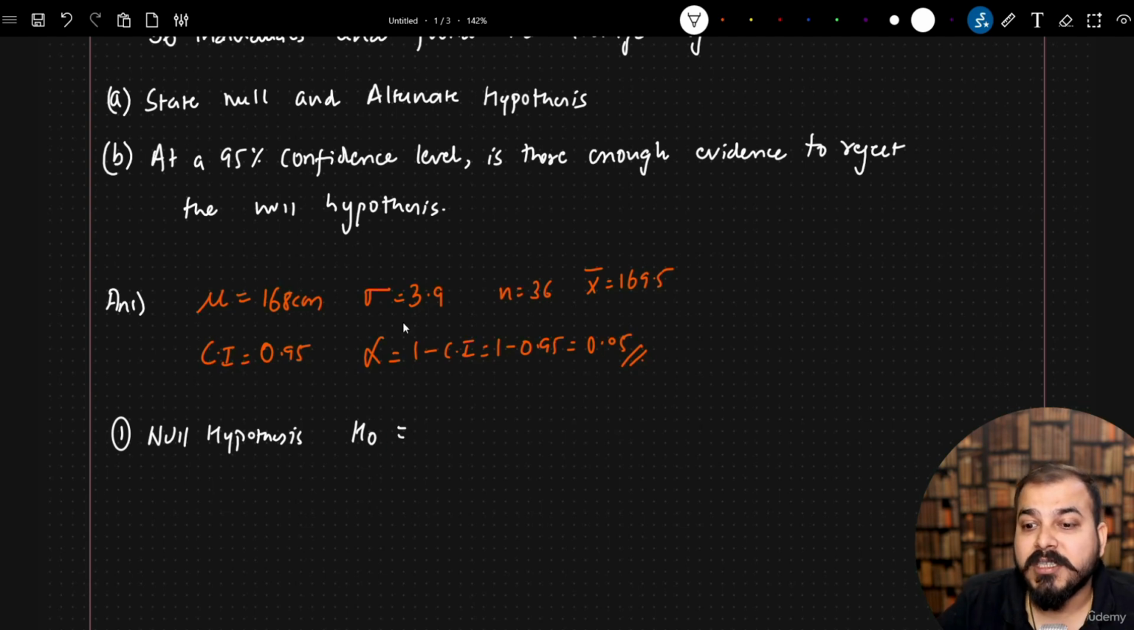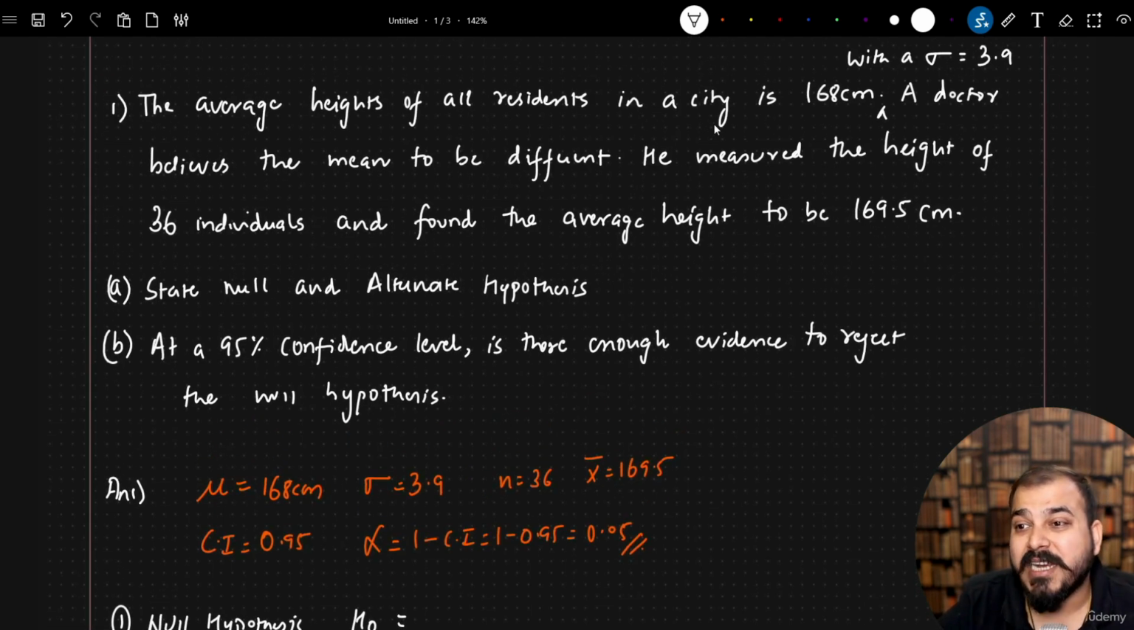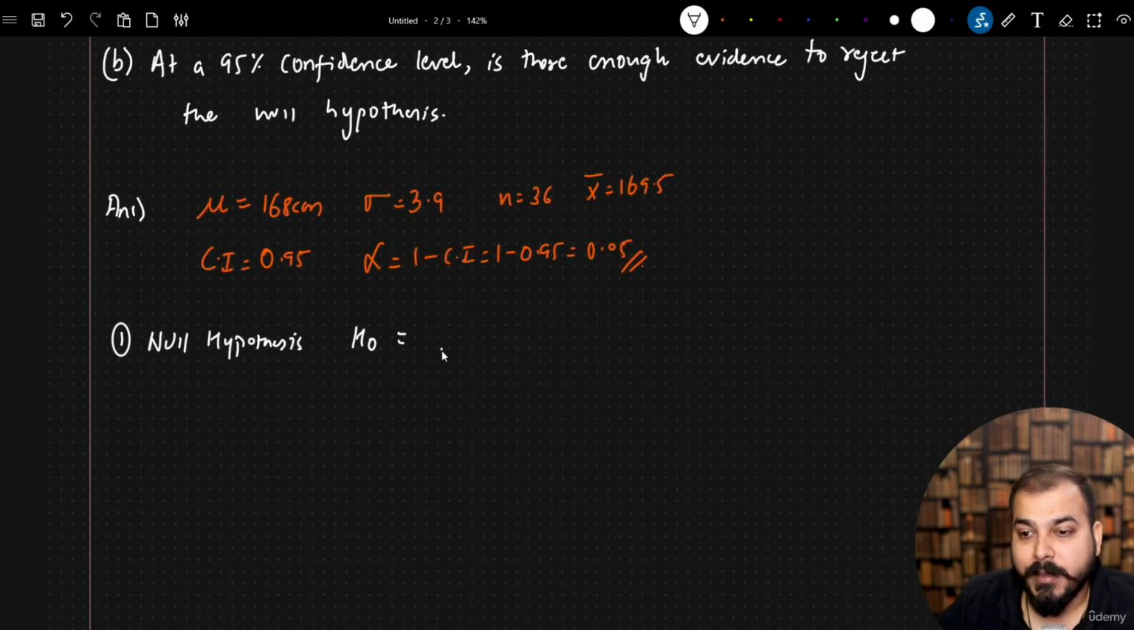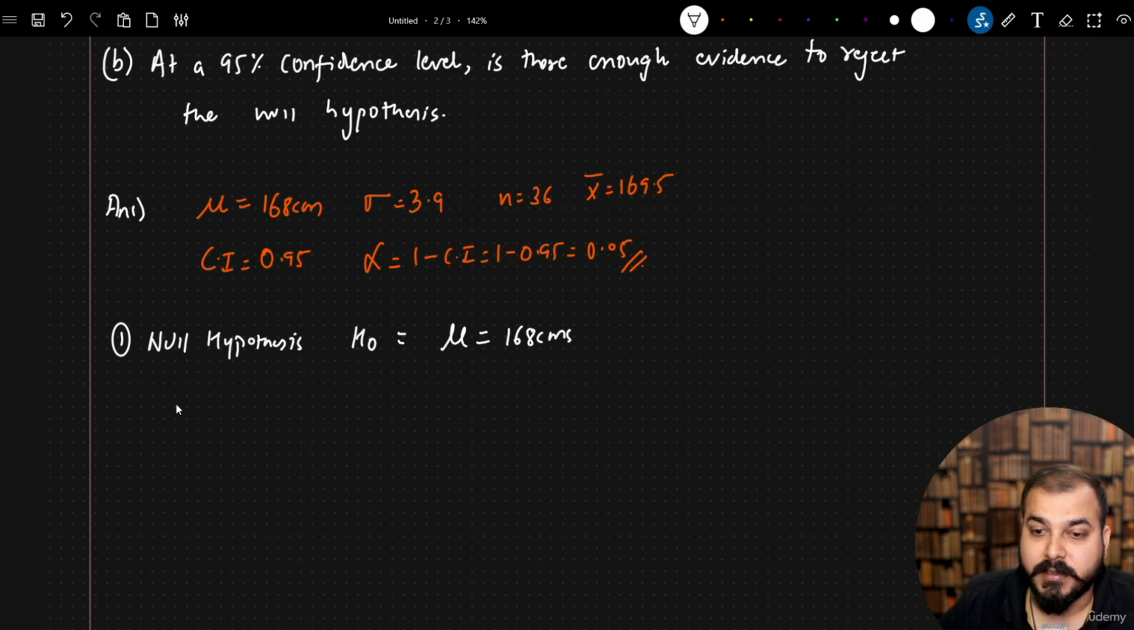What is the basic assumption that is given in the problem statement? The average height of all the residents in the city is 168 centimeters. So I will say my mean of the height is nothing but 168 centimeters.